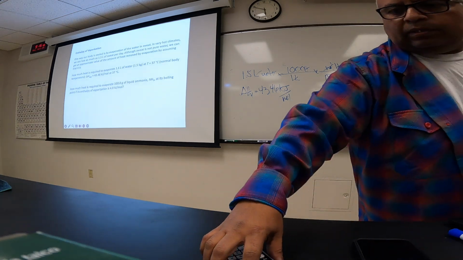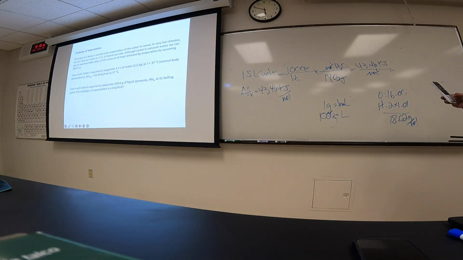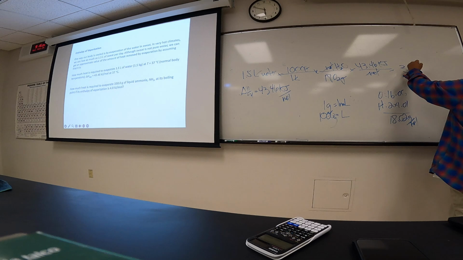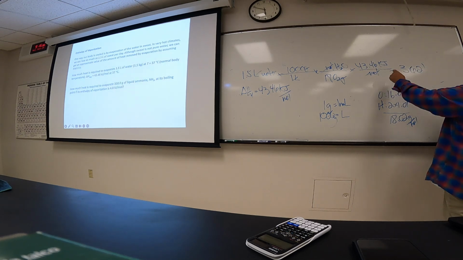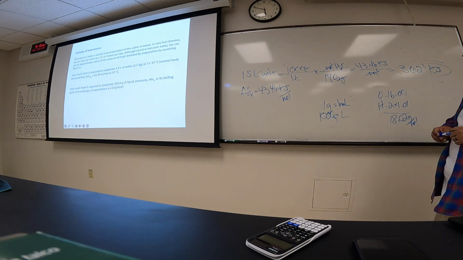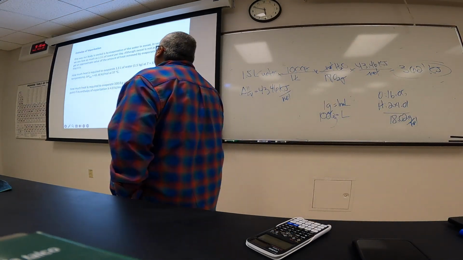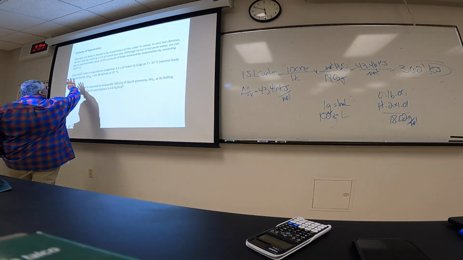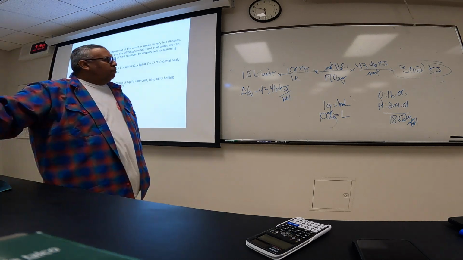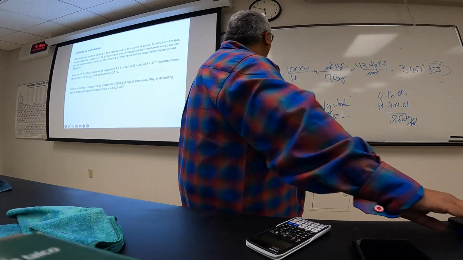And then we can just simply calculate this. Let me see here. 1.5 times 1,000 divided by 18 times 43.46. And we get 3,621 kilojoules. So this is how much energy, right? How much energy that would require, or how much heat that would require in order to evaporate 1.5 liters.